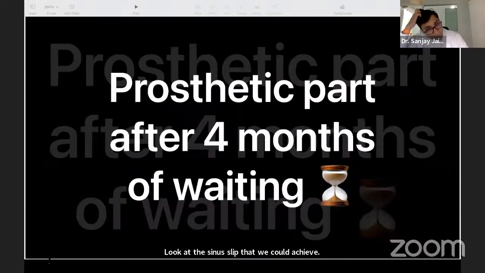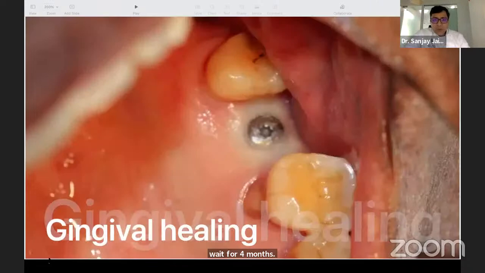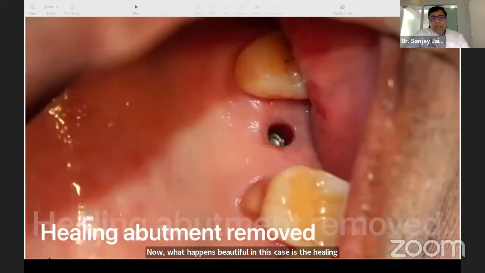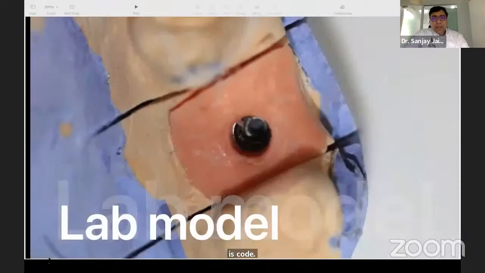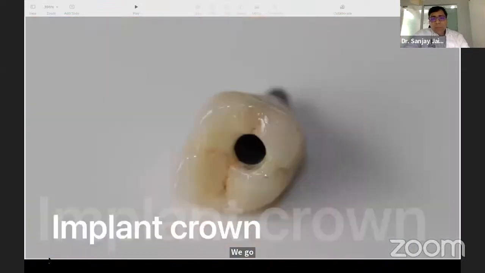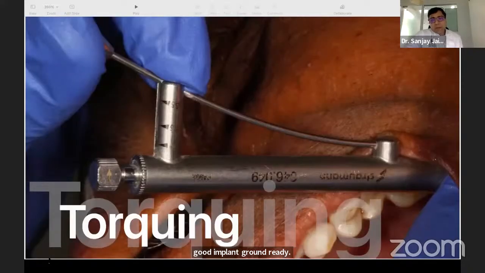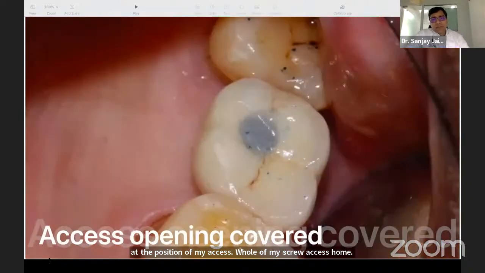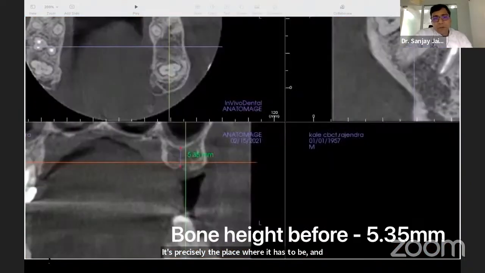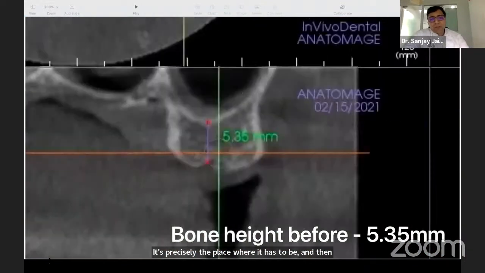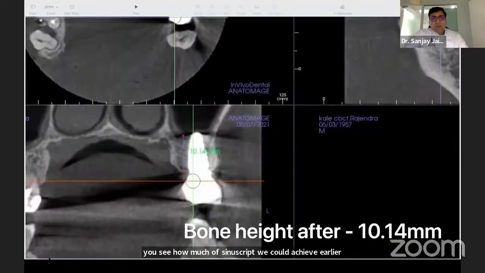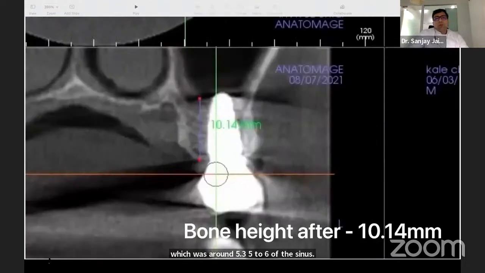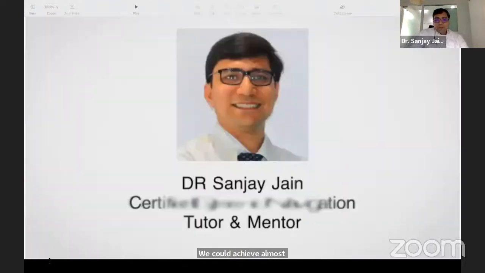Then we wait for 4 months. Now what happens beautifully in this case is the healing is good. We go ahead, make a digital impression, get an implant crown ready. Look at the position of my screw access hole. It's precisely in the place where it has to be. And then you see how much of sinus lift we could achieve. Earlier, it was around 5.35 to 6 millimeters of sinus, and we could achieve almost 10.14 millimeters.